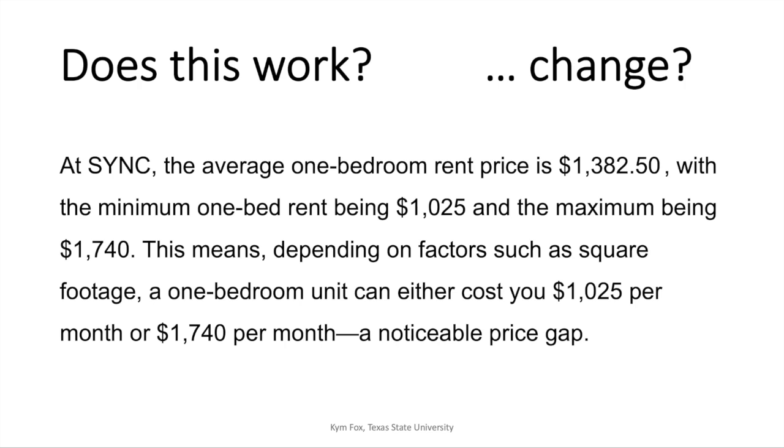How about this? What's the issue here? At Sync, the average one-bedroom rent price is $1,382.50, with the minimum one-bed rent being $1,025 and the maximum being $1,740. This means, depending on factors such as square footage, a one-bedroom unit can either cost you $1,025 per month or $1,740 per month, a noticeable price gap.